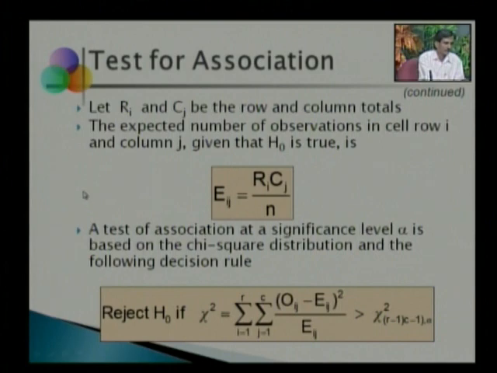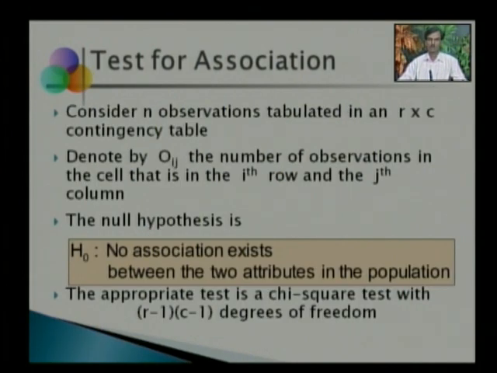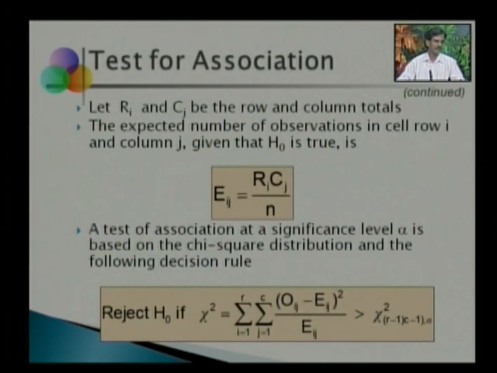So here let Ri and Cj be the row and column totals. Then the expected number of observations in cell row i and column j, given that H naught is true. So what is H naught here? H naught is no association. That means they are independent. The categories are independent. So if they are independent, then by the probability law we have Eij equal to Ri into Cj upon n. Eij is the expected frequency for the ith row and jth column, Ri is the row total for the ith row, Cj is the column total for the jth column, and n is the total number of observations.